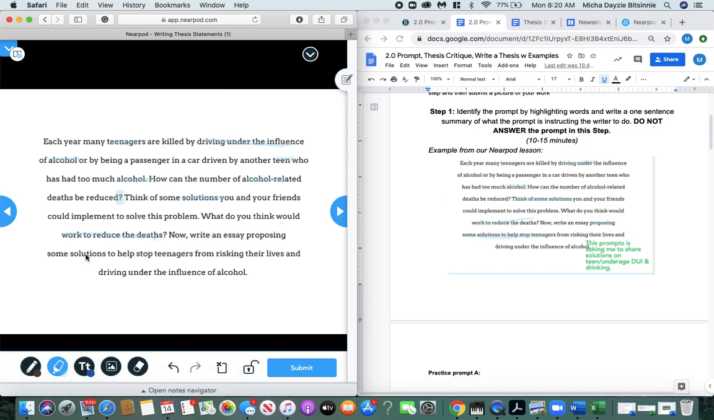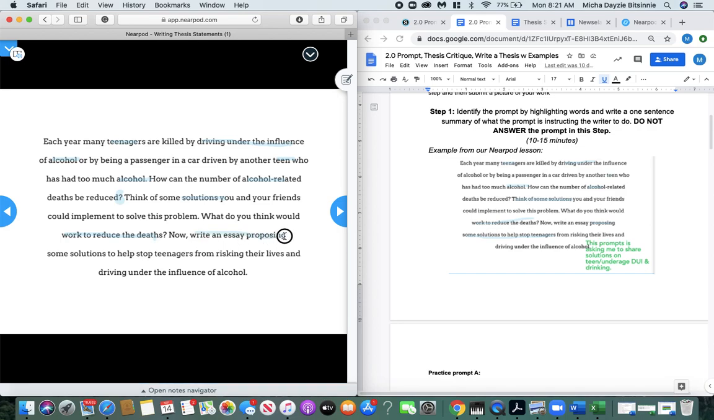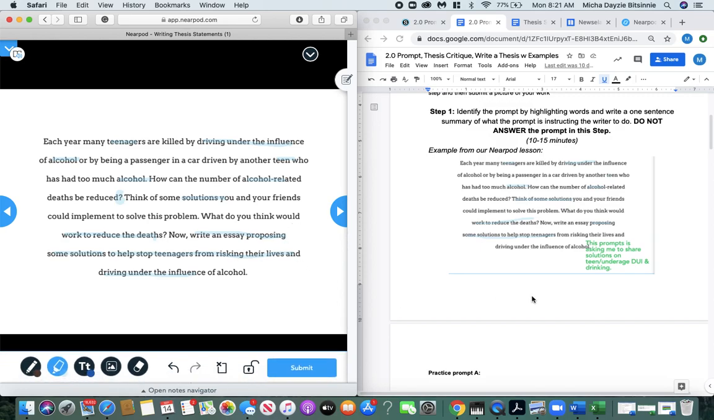Now write an essay proposing some solutions to help stop teenagers from risking their lives and driving under the influence of alcohol. So now it's telling me directly, write an essay proposing solutions to help stop teenagers risking their lives and driving under the influence. So if you can see on your homework, I did write this. This prompt is asking me to share solutions on teen, underage, DUI, and drinking. And that's all you do.